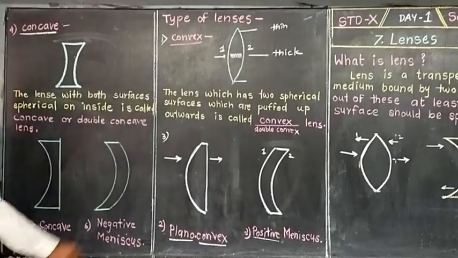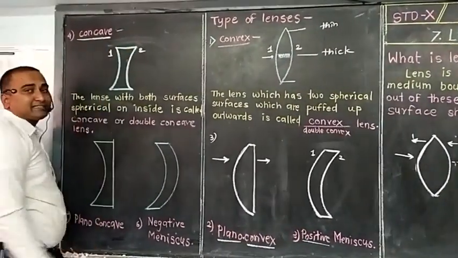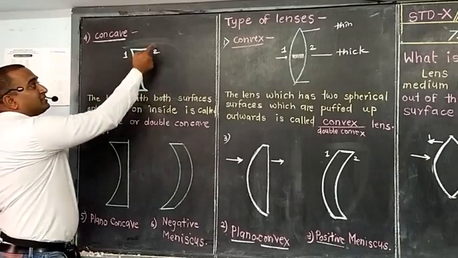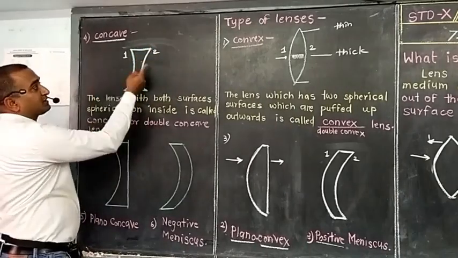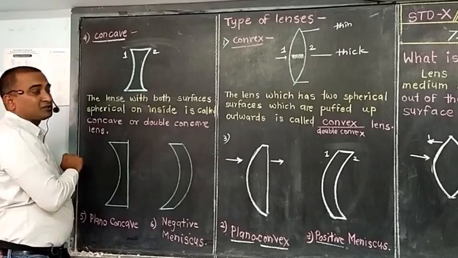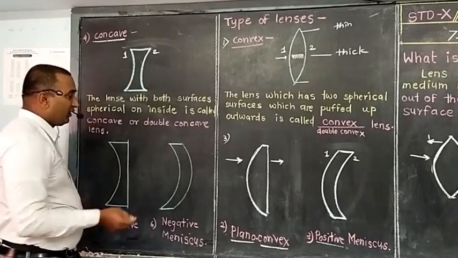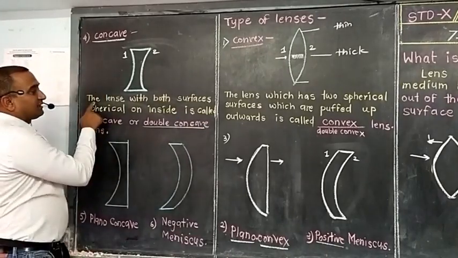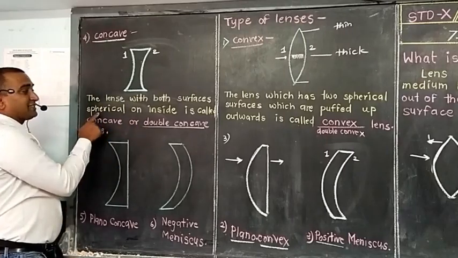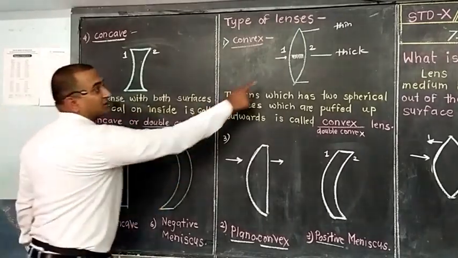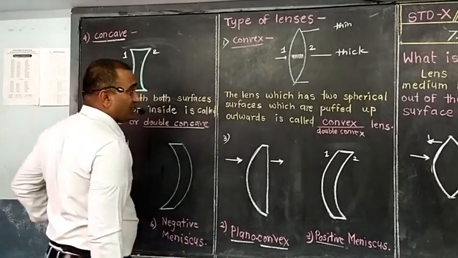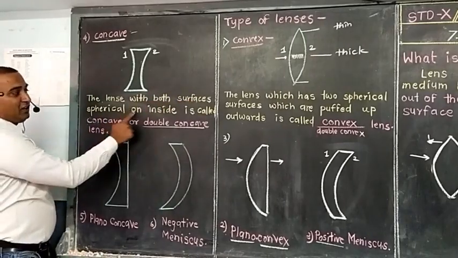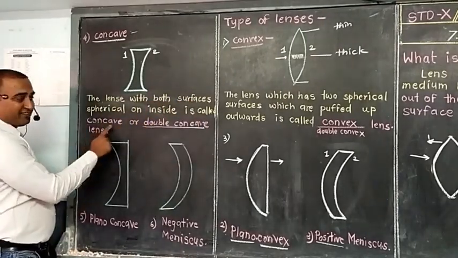If we move towards the next point, the fourth is the concave lens. What is a concave lens? This is the first surface and this is the second surface. The first surface is inward, or spherical inwardly. The second is also inwardly spherical. So both the surfaces are concave, and it is called concave, or double concave lens. So what should be the definition of this one? The lens with both surfaces spherical on the inside, as opposed to both surfaces outwardly spherical.